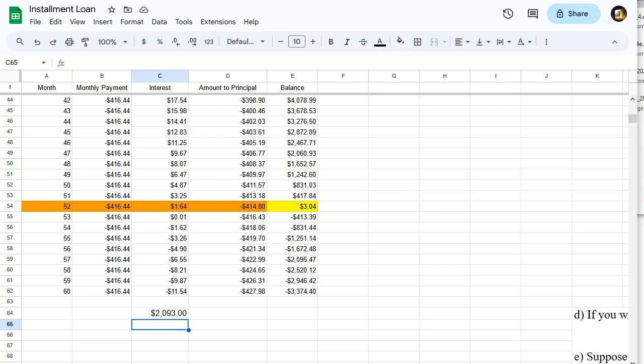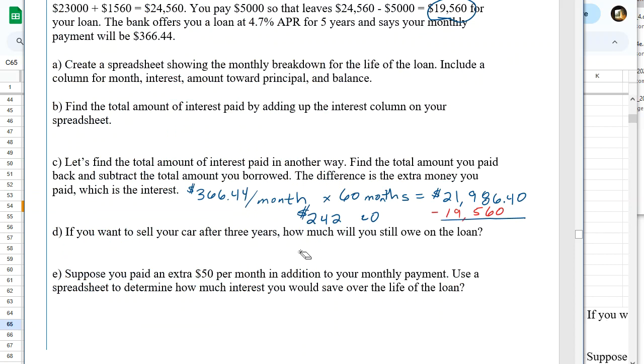So let's go write this down. So now we're paying $2,093 in interest if we send an extra 50 bucks a month. And without the extra payment, oh, I erased this one. Let me put it back. We paid $2,426.40 in interest without the extra payment. So if I subtract those, looks like it's going to be about $300 and something dollars, $333.40 we would save in interest.